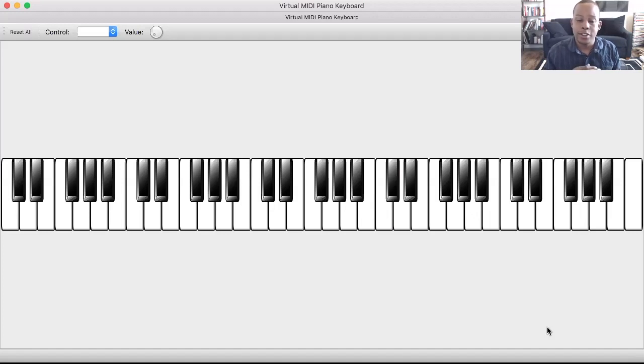So now that we talked about the different types of intervals, each interval has a different type within itself. Meaning, if we have a second, we actually have two types of seconds. So we have a minor second here and a major second, right? So with thirds, we have the same thing. We have a minor third and we have a major third.